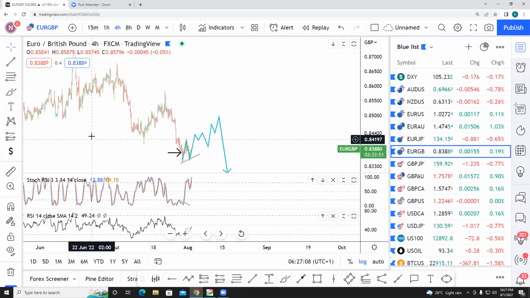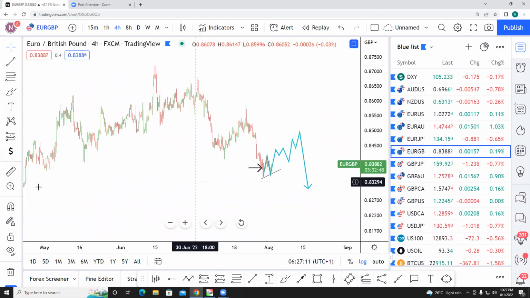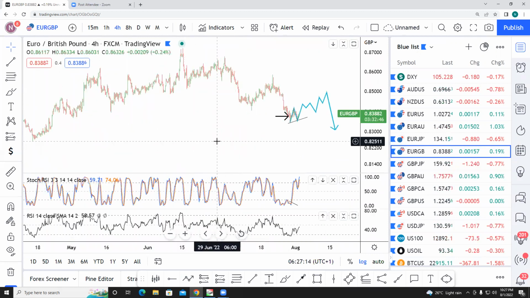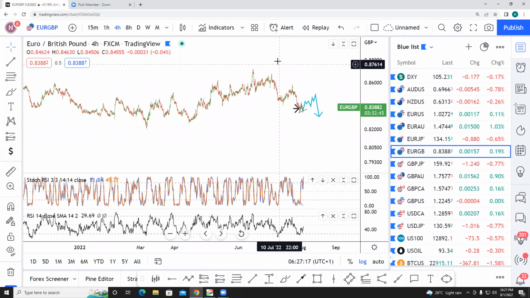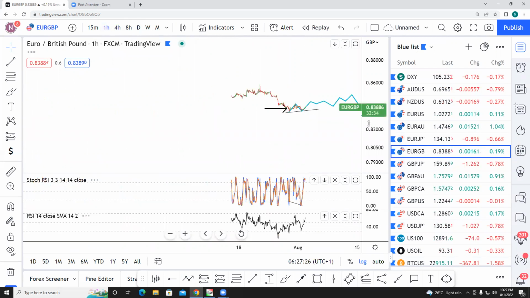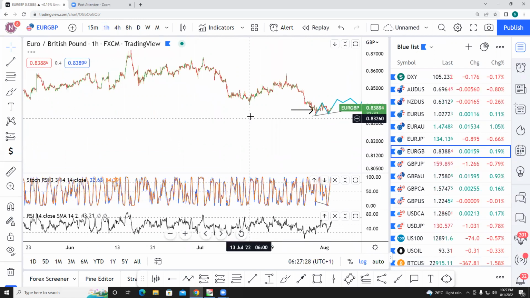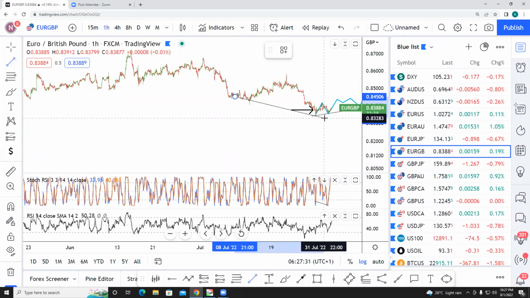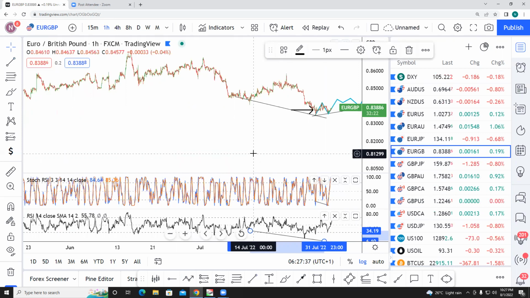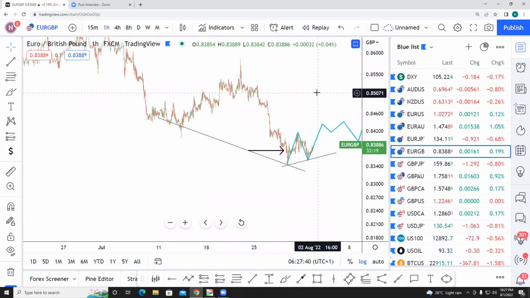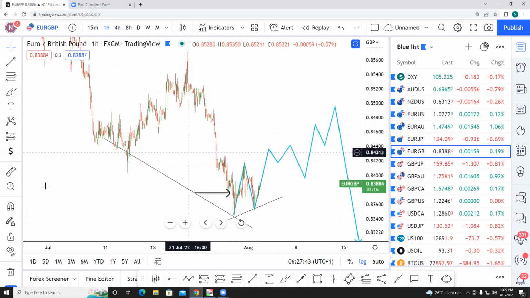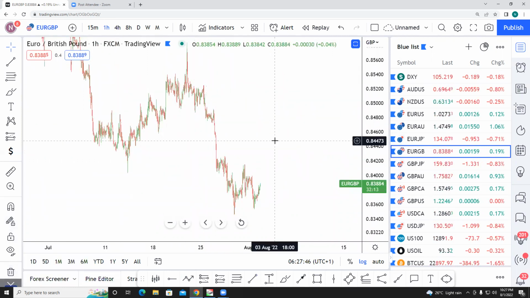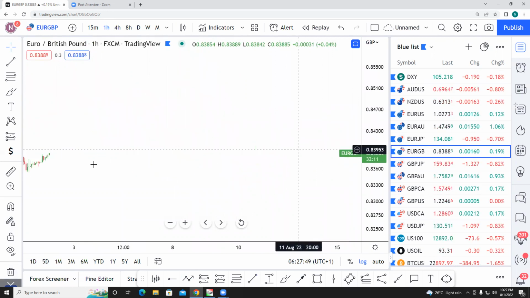Then you have Euro GBP. Okay, using the same trick in Euro GBP, you have this push, you have this push, you have this push. So when you look at it very well, you see that for the 1 hour time frame, you have a lower low here, a lower low here, and a lower low here. So that's why we are taking this move to the upside as a corrective move for us to see more downside.